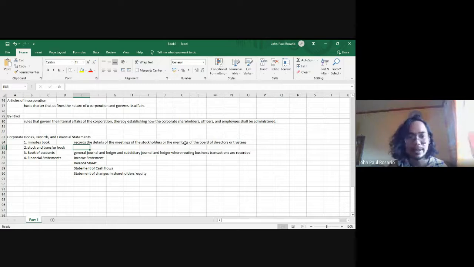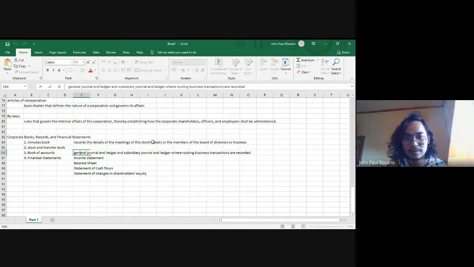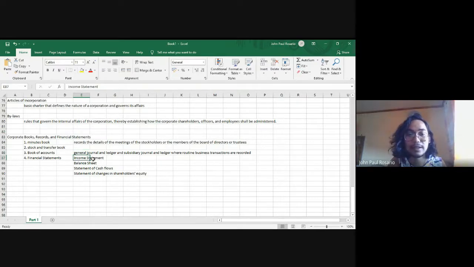For the books of accounts, this includes the general journal and ledger, and the subsidiary journal and ledger, where routine business transactions are recorded. I know that you're familiar with the general journal. For the ledger, we haven't used that; instead we were using the T account. For the subsidiary journal and ledger, we haven't used that yet. Anyhow, this is just to introduce you to the concept of the books of accounts.